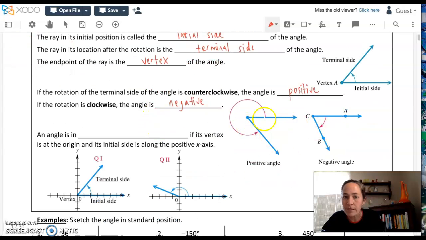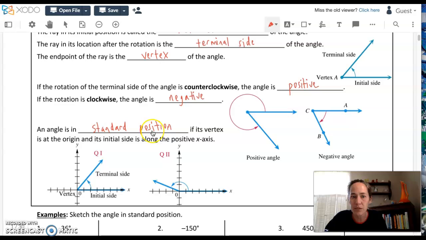Now, the reason I like the way these diagrams look is because all these angles are presented in what's called standard position. And that's what we're going to strive for as we draw angles and deal with angles in the beginning of this trig unit.